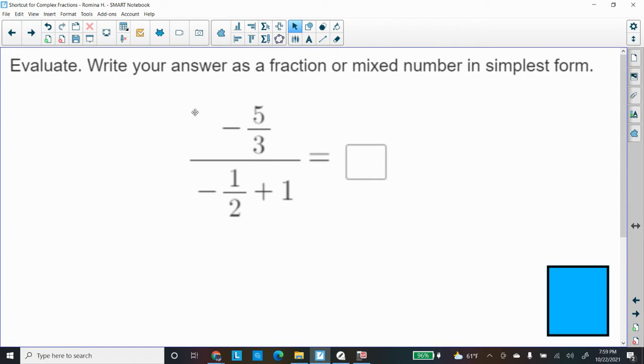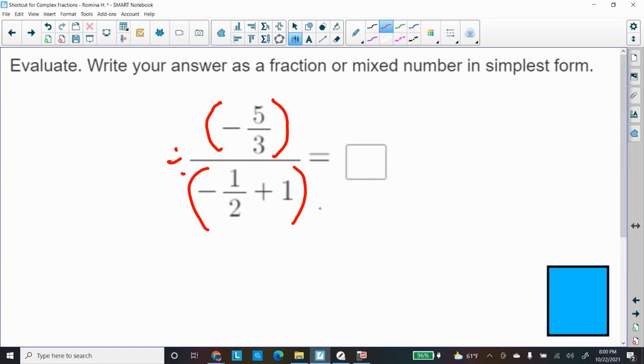So here's our question. We have to evaluate the complex fraction, and complex fractions are just fractions on steroids, where you've got a lot going on in the numerator as well as the denominator. So here's my shortcut, and you'll like it because you're going to use your calculator to help you out. All you have to do is use parentheses around the numerator and then type your division sign and put parentheses around the denominator and press equal.